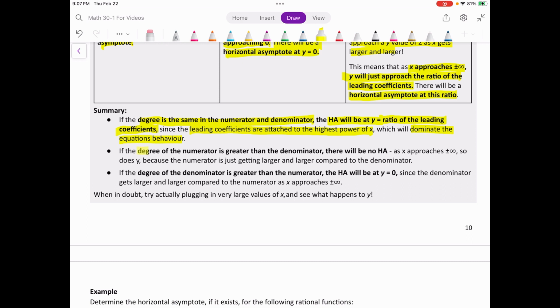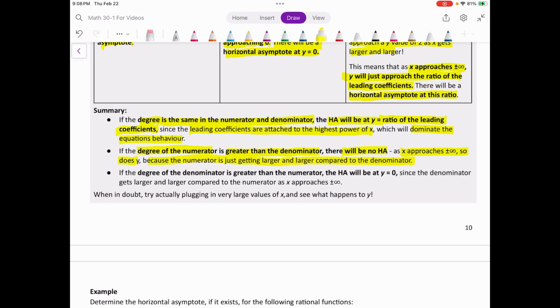If the degree of the numerator is greater than the denominator, well, then our numerator gets bigger faster than our denominator. And so it's just going to blow up to infinity, right? The denominator can't keep up with the numerator. The numerator keeps getting bigger and bigger relative to the denominator. And so it shoots off to infinity. There will be no horizontal asymptote. As x approaches plus or minus infinity, so does y, because the numerator is just getting larger and larger compared to the denominator.